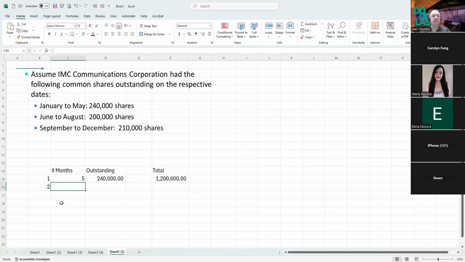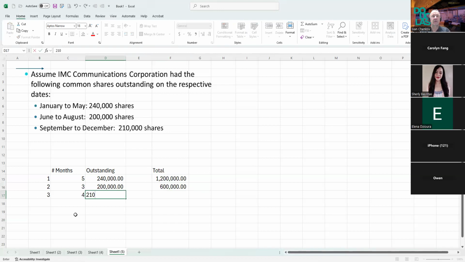Second, from June to August, how many do we have outstanding? 200,000, and that's for 3 months: June, July, August. So our total is 600,000. And the last piece is from September to December, 4 months. How much do we have outstanding? 210,000.